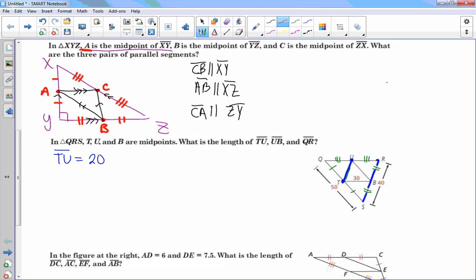Okay, let's find another one. How about UB right here? You have to identify which side is parallel to it in order to do this. Isaac Nielsen, what's parallel to UB? Good, QS. Do we know anything about the length of QS? It's 50. Okay, so Ron, if QS is 50, what's the length of UB? Perfect, right? Just half of it. Easy. UB is 25. Does anyone have a question?